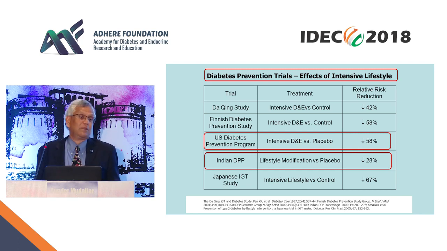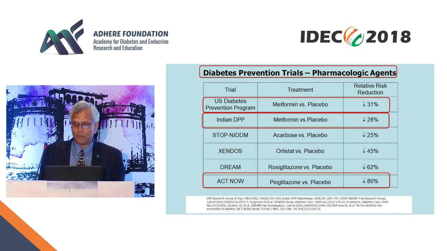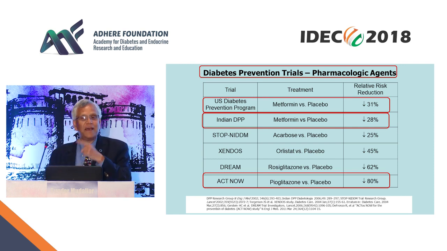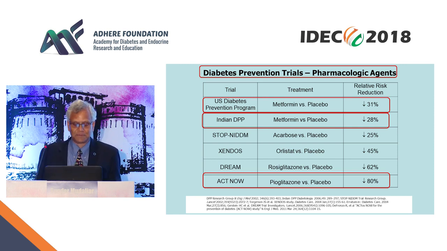Nobody likes to go sit in the, I can't go to the gym. I want something, give me a pill, I'll take it, and I want to be good. So, the US Diabetes Prevention Program, metformin works, and I'll show you the data again. Indian Diabetes Prevention Program, about the same, 28-30% reduction. Other studies are there. And Actos Now, pretty good. I have to change that number. It's not 80%. In our reanalysis, it was 72%.